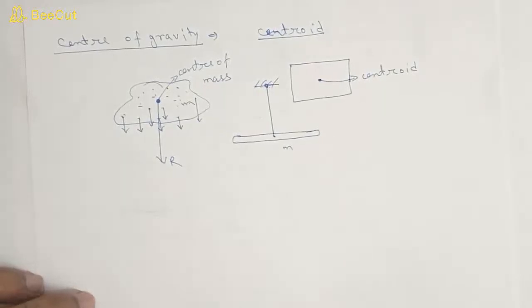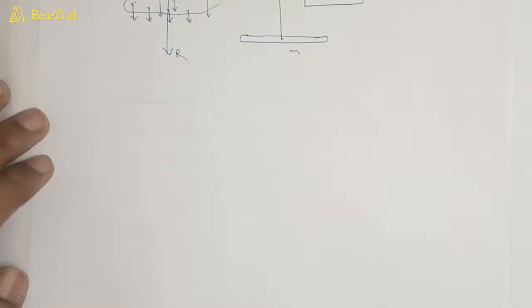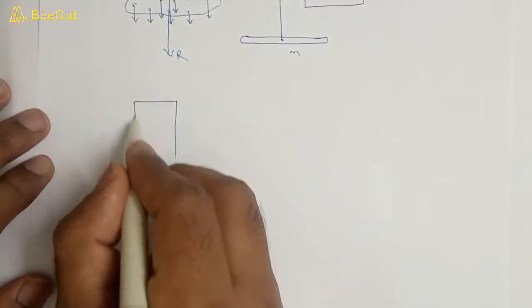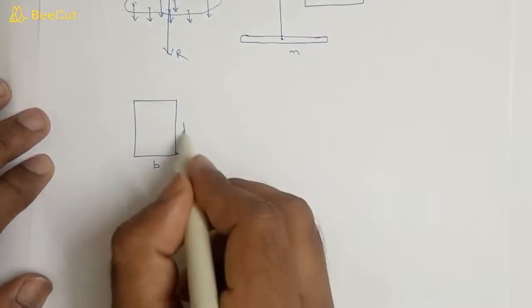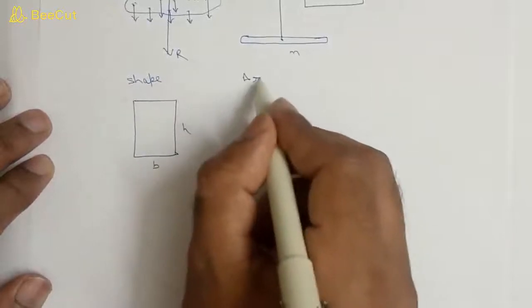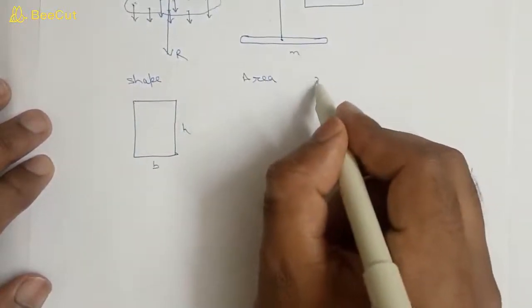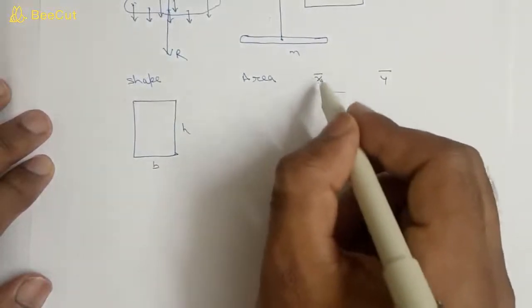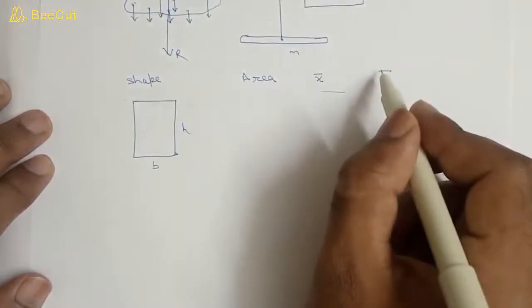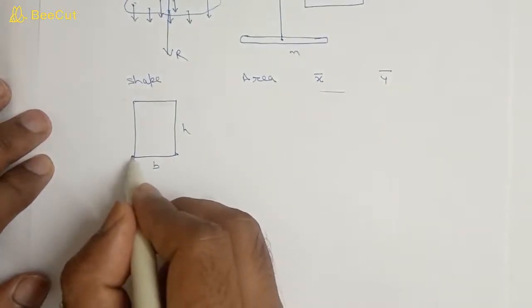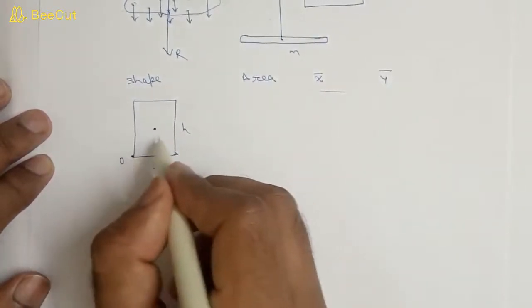Now we will find the center of mass and centroid of standard areas. You will see this is a rectangle of breadth b and height h. We will find three quantities: the area, x bar and y bar. X bar is the x coordinate of the centroid, and y bar is the y coordinate of the centroid. Suppose this is origin O, then the centroid will be somewhere here.